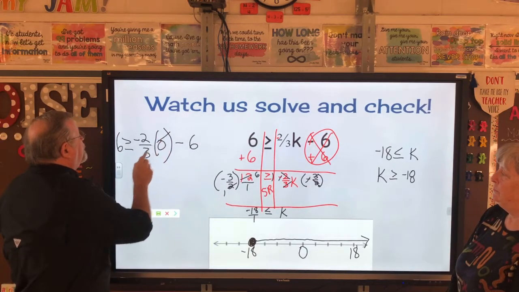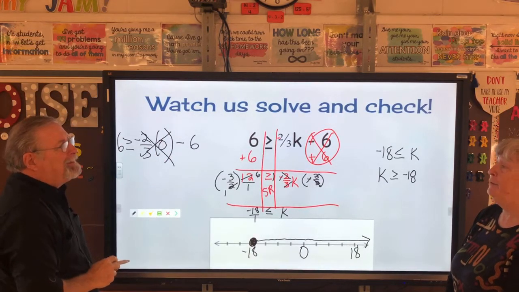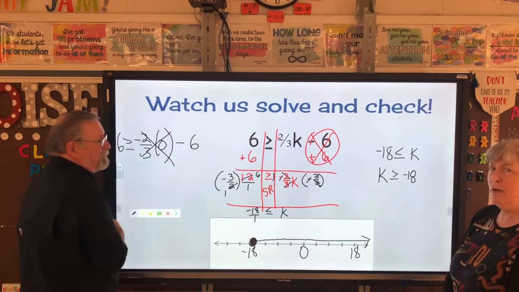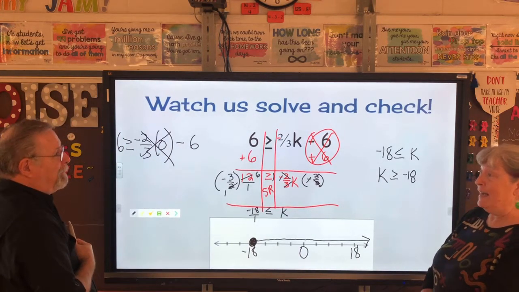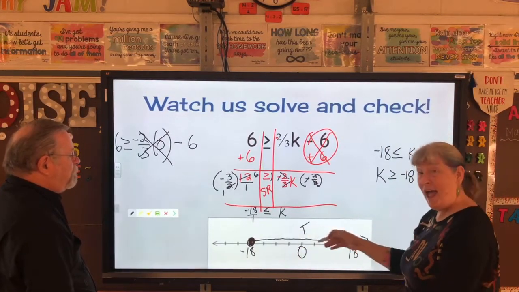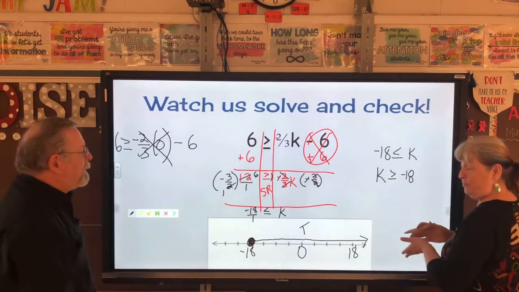Now, what's great about this? What's that equal? Nothing. 0. So 6 is greater than or equal to negative 6. Well, no. Oh, yes, it is. Sorry. Yes, it is. It's true. So if it's true, then I have the arrow going in the right direction.